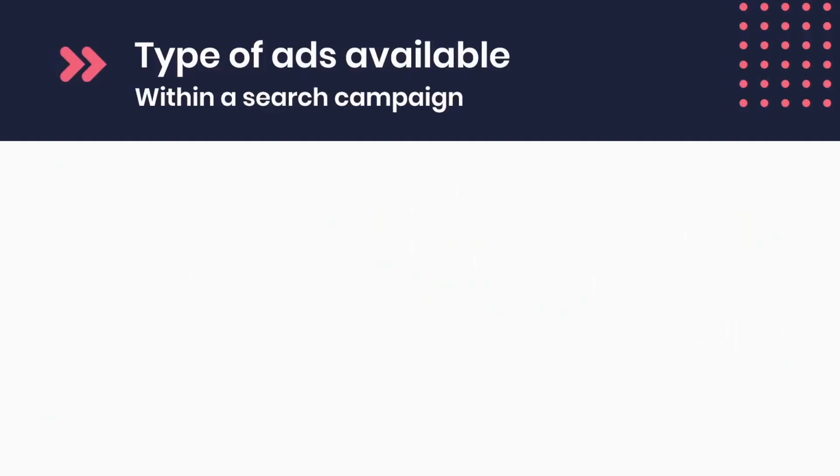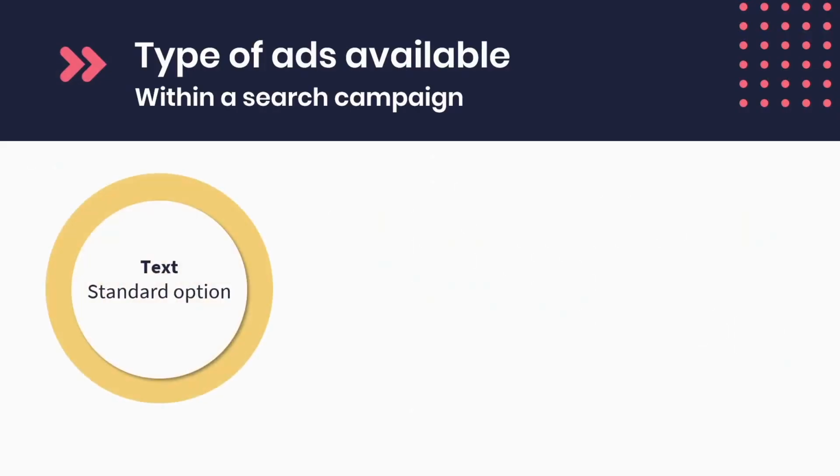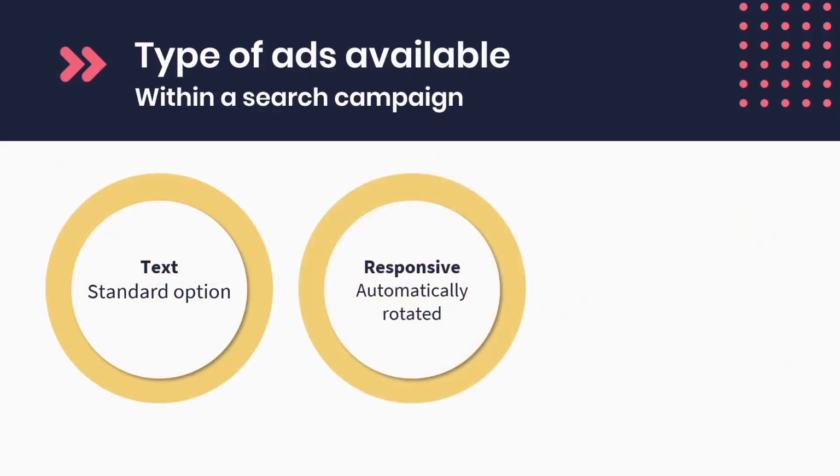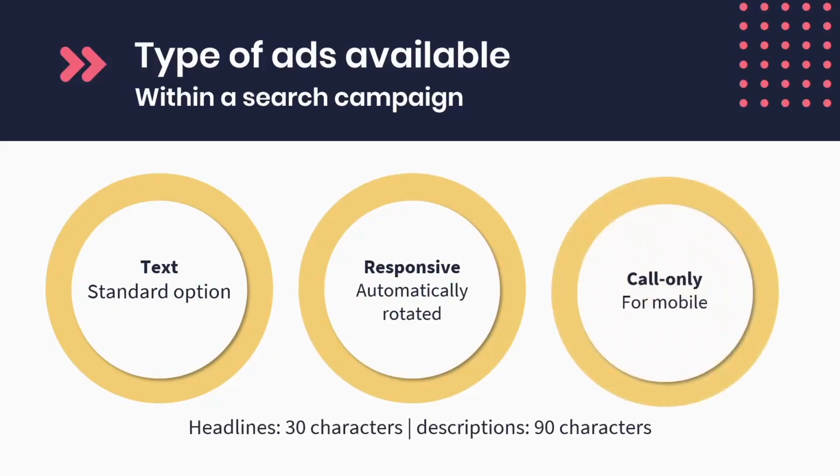Let us recap the types of ads that are available with a search campaign. We have the normal text ad, the responsive text ad, which automatically rotates and determines which ads or which combinations are performing best. And then finally, there is the call-only ad, which is for mobile. Now, each headline must not be more than 30 characters, including spaces, and the descriptions should not be more than 90 characters. And just remember that this is for search only. There are many other ad types for other campaigns.